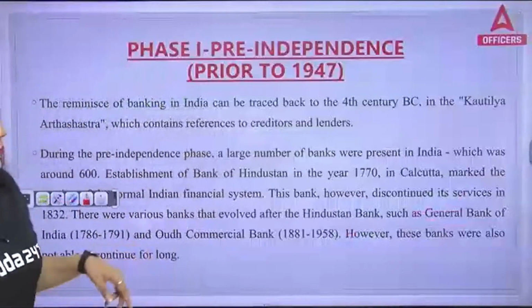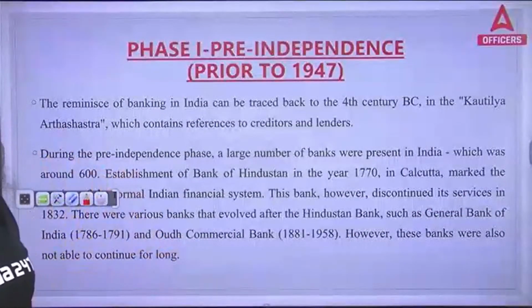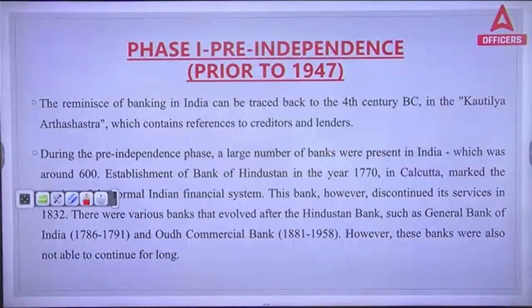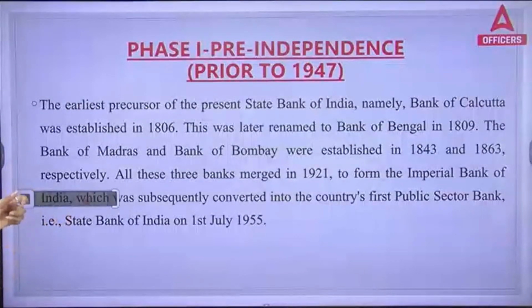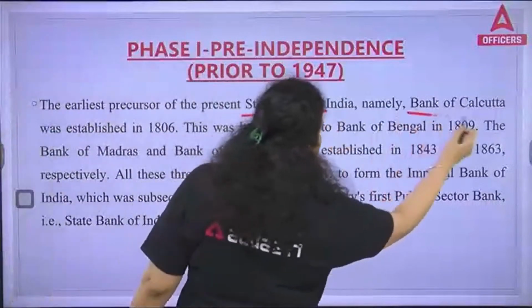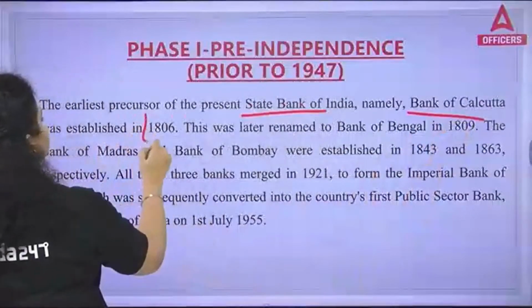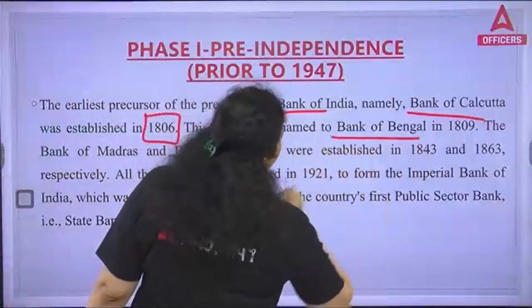So Awadh Commercial Bank was there. It failed due to limited liability, and it was the first bank of limited liability. Now, the next part says that the earliest precursor of the present State Bank of India, namely Bank of Calcutta, was established in 1806. This was later renamed as Bank of Bengal in 1809.